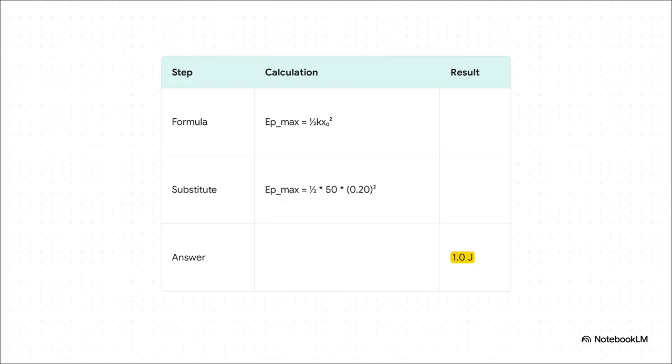And you got it. It's at the point of maximum displacement. At that exact instant, 100% of the system's energy is potential. So the maximum potential energy is actually the total energy. We just plug in the numbers and we get a clean 1 joule.